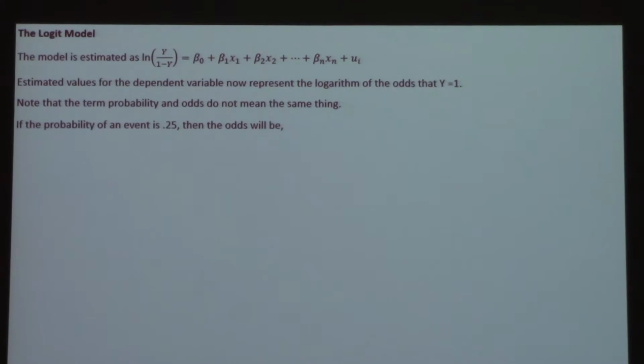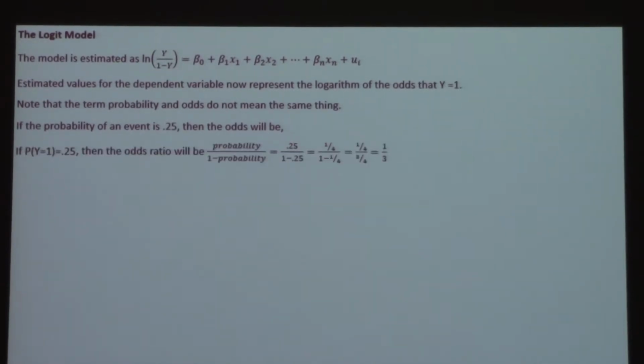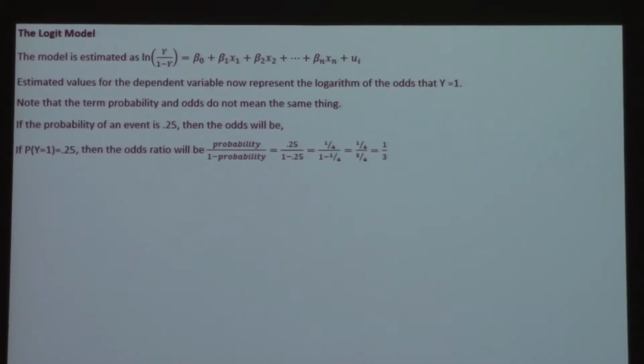All right, so the model is estimated as the log of the probability of purchase over 1 minus the probability of purchasing. And this is called the odds ratio. And again, just to remind ourselves that odds and probabilities are a little bit different. If something has a probability of 25%, then the odds are going to be 1/3.